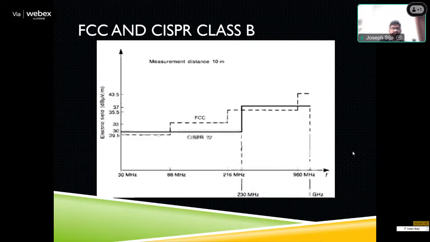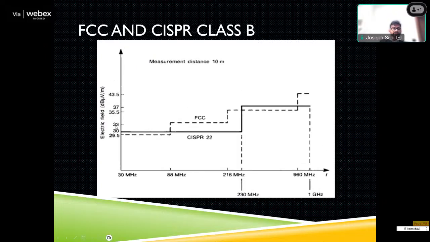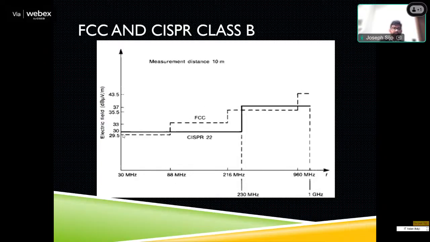We can see the difference, because in Class B the band starts from 29.5 volt per meter, and the FCC starts from 30 at the same frequency. But in Class A the limit is somewhat higher, because Class A is always kept for industrial and commercial applications, so they have to attain a high level of standards. Class B is for residential purposes, so they keep it lower.